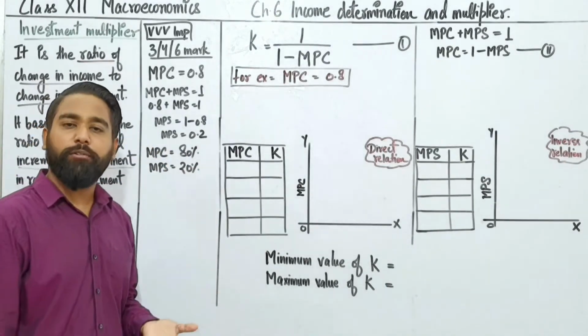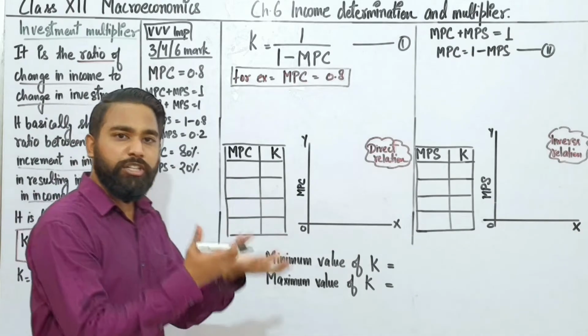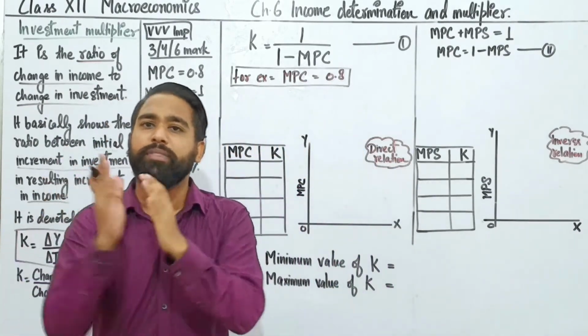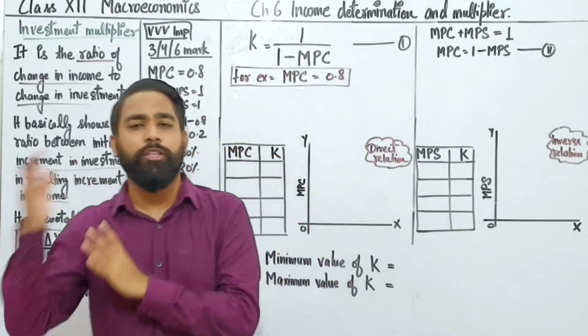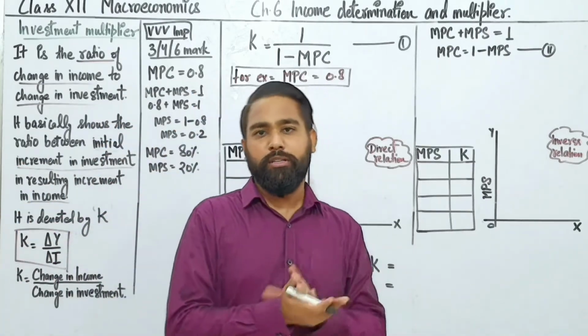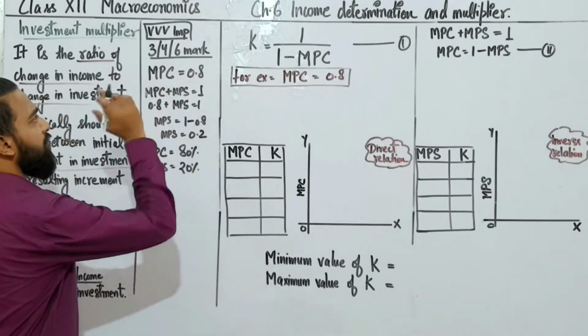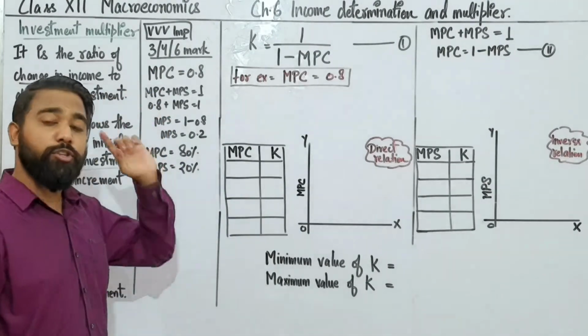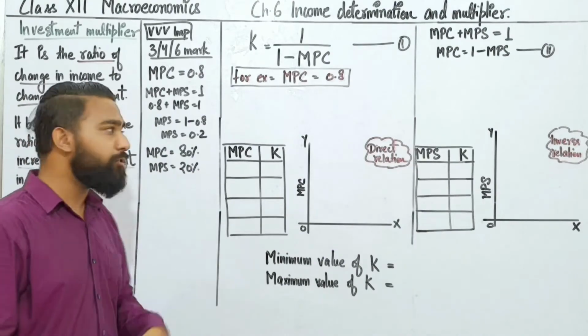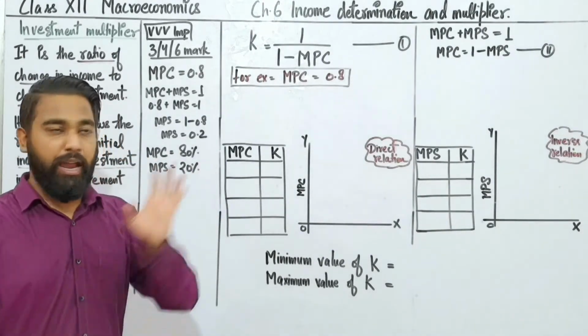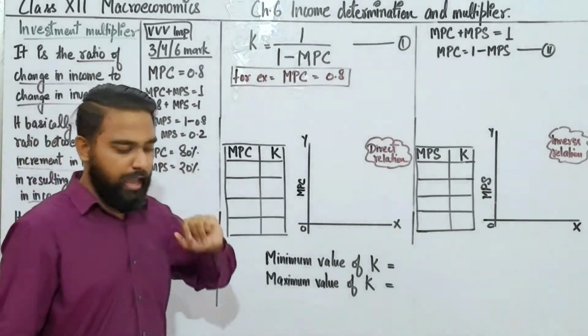You already know the concept of MPC. Out of the change in income, you are going to consume some and save some, so the percentage form of these values can be written like this. Suppose the value of MPC was 0.7, then the percentage value will be 70% and the MPS will be 30%, and likewise you have to calculate that.